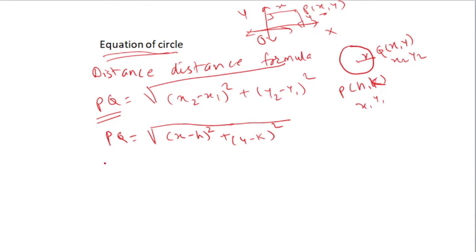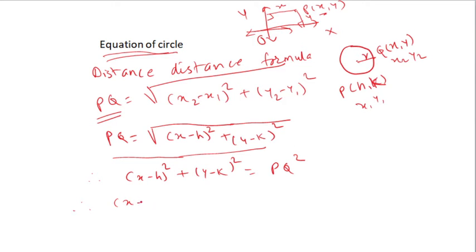Now, this is nothing but your equation of circle. If you take the square on both sides, what do we get? We get (x minus h) whole square plus (y minus k) whole square is equal to PQ square. That is, (x minus h) whole square plus (y minus k) whole square is equal to r square. What is r? r is the radius of the circle.